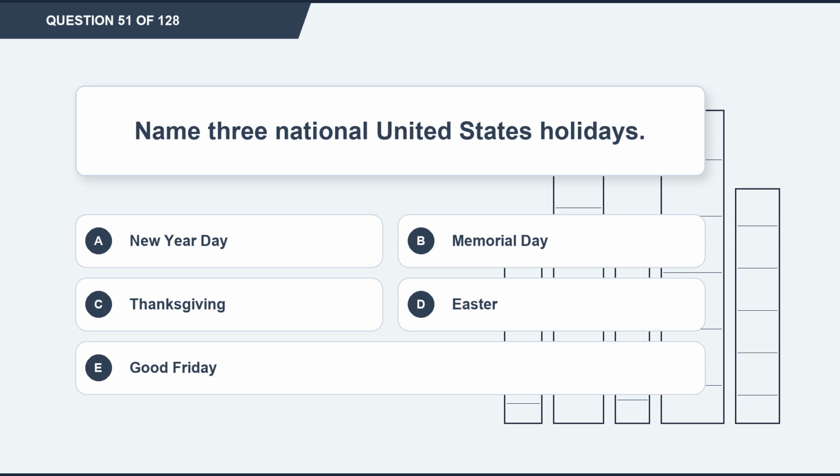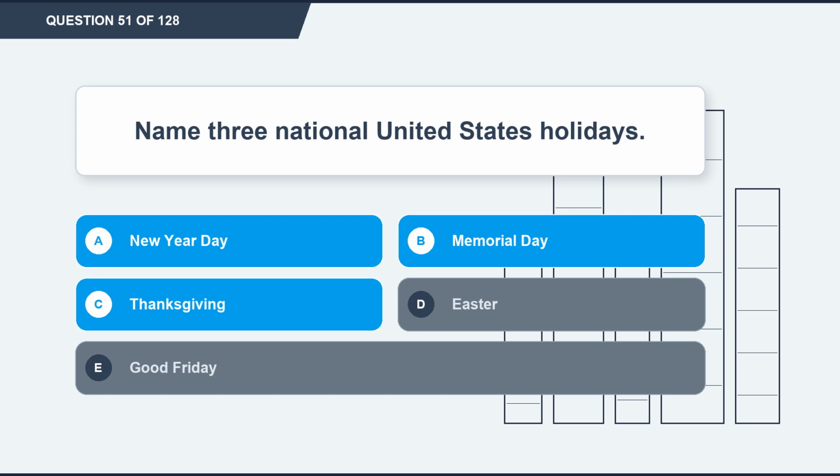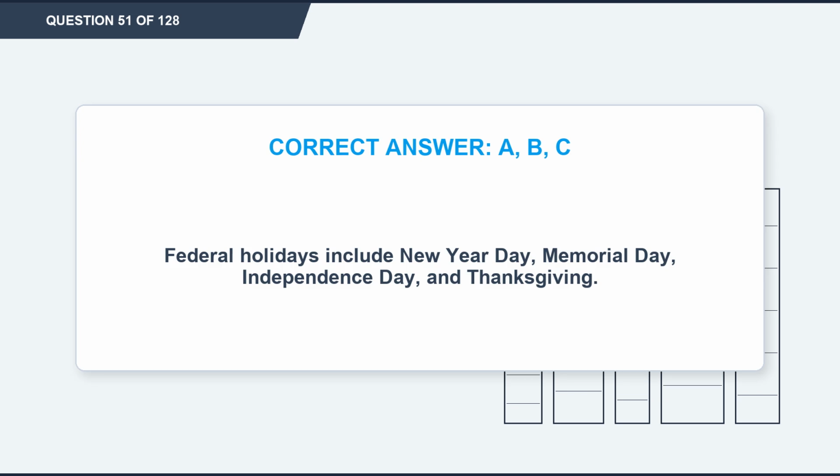Question 51. Name three national United States holidays. Option A, New Year Day. Option B, Memorial Day. Option C, Thanksgiving. Option D, Easter. Option E, Good Friday. The correct answers are options A and B and C. Option A, New Year Day. Option B, Memorial Day. Option C, Thanksgiving. Explanation. Federal holidays include New Year Day, Memorial Day, Independence Day, and Thanksgiving.